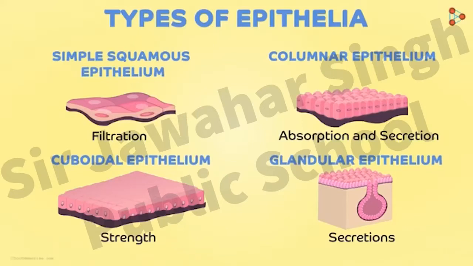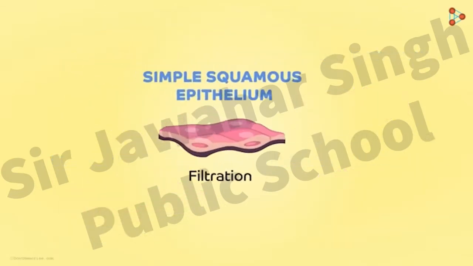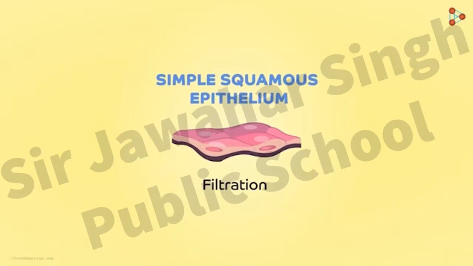had an introductory look at the epithelial tissues in short. Now let's move ahead to know the types of these epithelial tissues in detail. Beginning with the first one, which is the simplest of all.